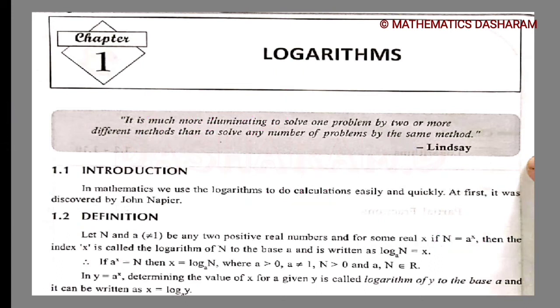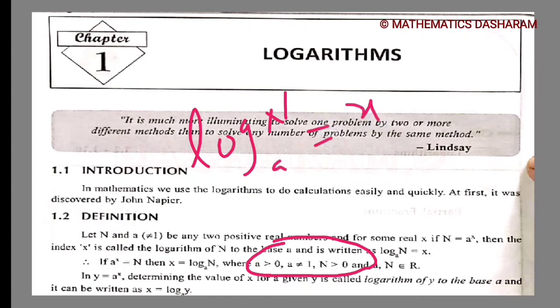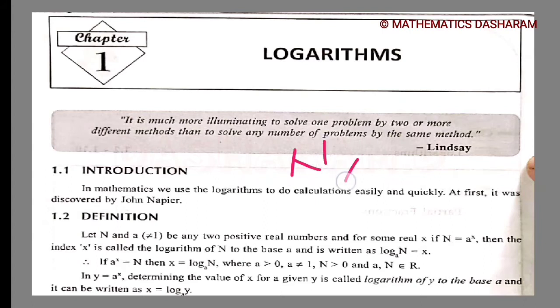One more important thing: while defining the logarithm you should follow these conditions. a should not equal 1 and a is greater than 0. The base a should always be greater than 0 and a not equal to 1. Next, N is greater than 0, and N, a both are real numbers. This is the definition of a logarithm.